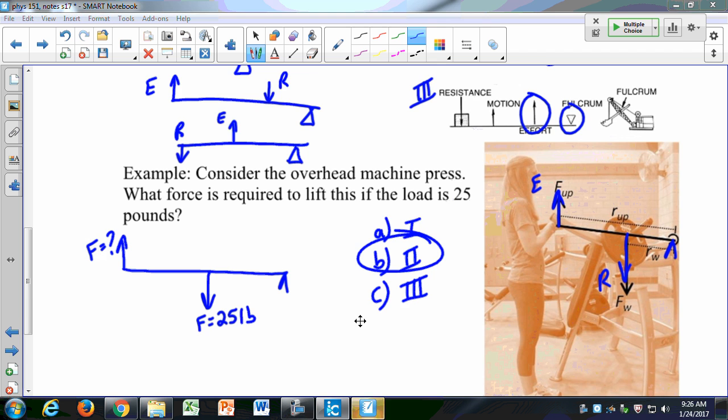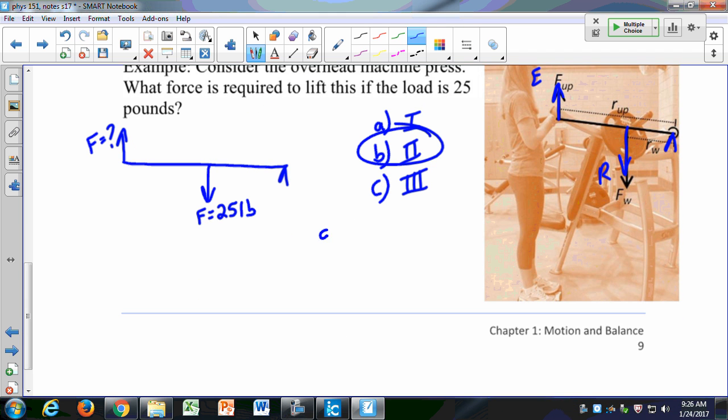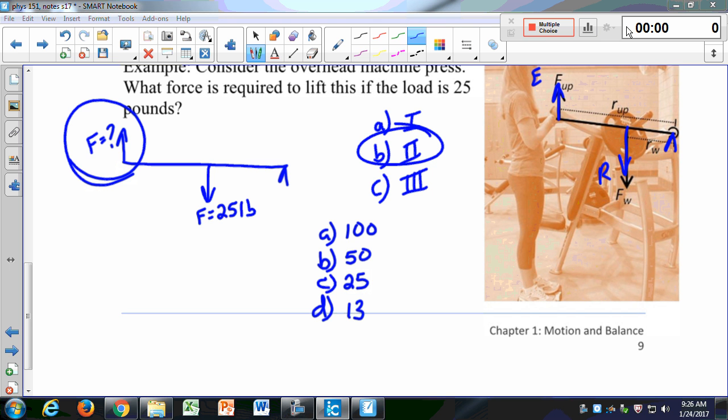All right, I want you to tell me, is this force, we'll do it as a clicker question, is it 100 pounds? Is it 50 pounds? Is it 25 pounds? Or is it 13 pounds? That is F, this force, what is it equal to? The force required to lift this overhead machine press, I have it loaded up with a 25-pound plate. We're assuming the actual machine has no weight at all, that it's negligible. So estimate then, what is the force required for me to lift this? Is it going to be 100 pounds, 50 pounds, 25 pounds, or 13?